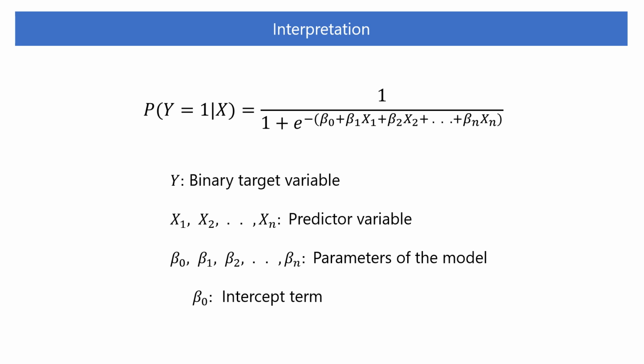When the coefficient is positive, the larger the predictor variable, the higher the probability that the event will occur. When the coefficient is negative, the larger the predictor variable, the lower the probability that the event will occur. When the coefficient is zero, changes in that predictor variable have no effect on the probability of the event occurring.